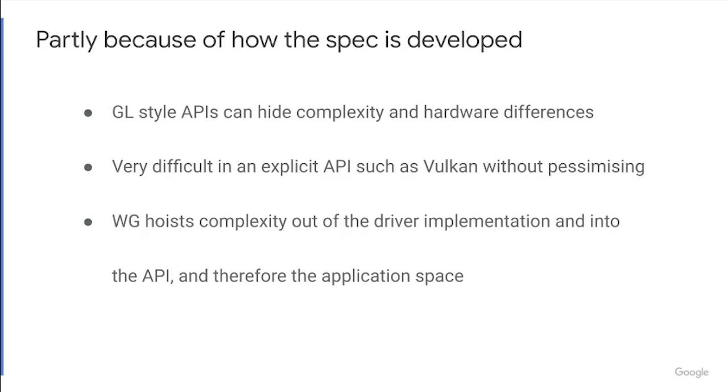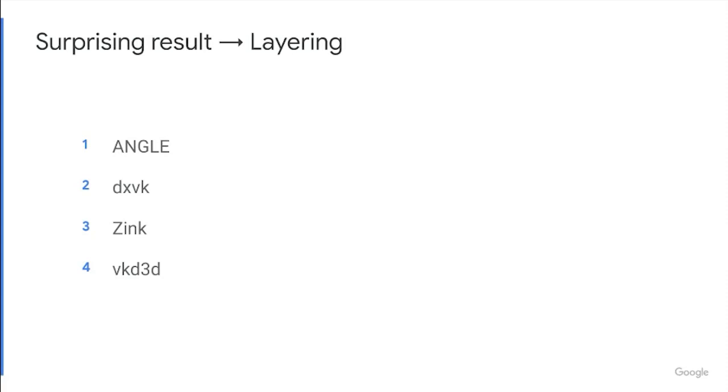But this has had an interesting result, and some of this was talked about yesterday. The surprising result of bubbling all of this stuff up has been the success of some of these layering technologies. ANGLE, DXVK, Zink, VKD3D. They all have performance on par with the native implementations. Not 100%, but on par. And that's pretty surprising, actually. And when you start thinking about it, it's not that surprising.